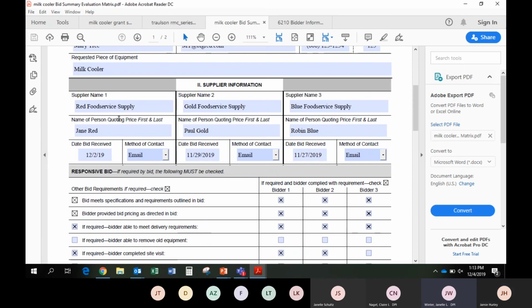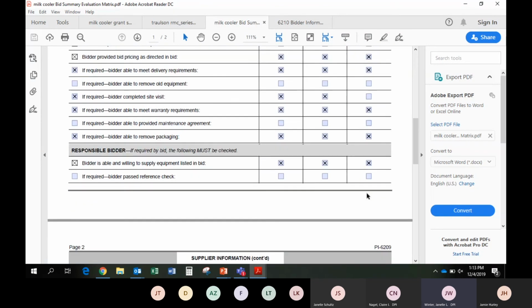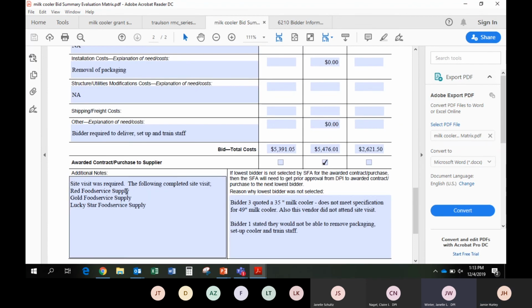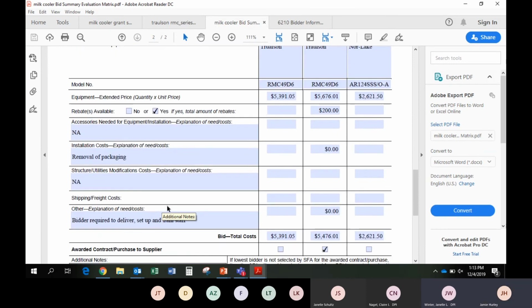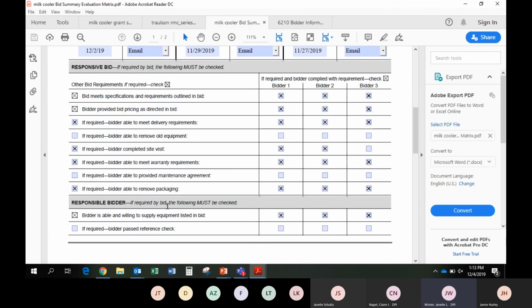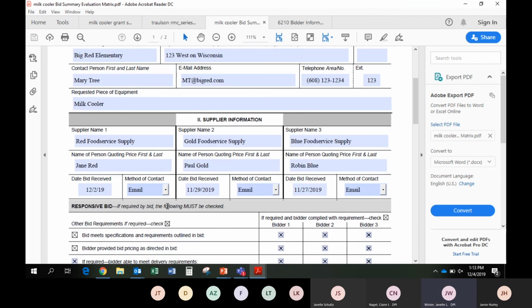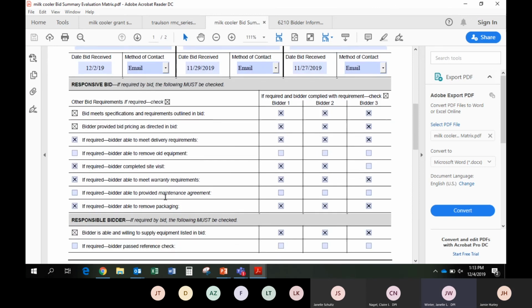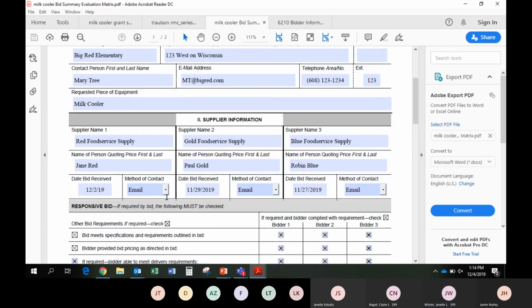Now, if you sent out 3 bids and only received 2 back, that is fine. We would like you just to list the 3 that you contacted, and then down below, just make a note that they did not respond. There's a note section all the way at the bottom here, additional notes. And just note that you received no response from that other bidder. The ultimate goal is to have at least 2. And if you're running into some problems, feel free to contact us.